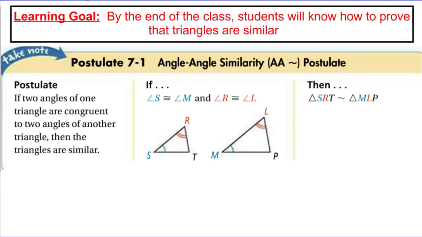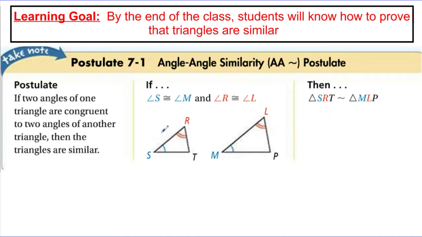If you can prove that in two triangles, two of the corresponding angles in one are congruent to two of the corresponding angles in the other, that's enough. We don't even need to look at the sides. So in this particular example here, they're showing us that angle S is congruent to angle M, that R is congruent to L, and that's it. We don't know anything about the sides here. But what we're going to be able to say for sure is that these triangles are similar.